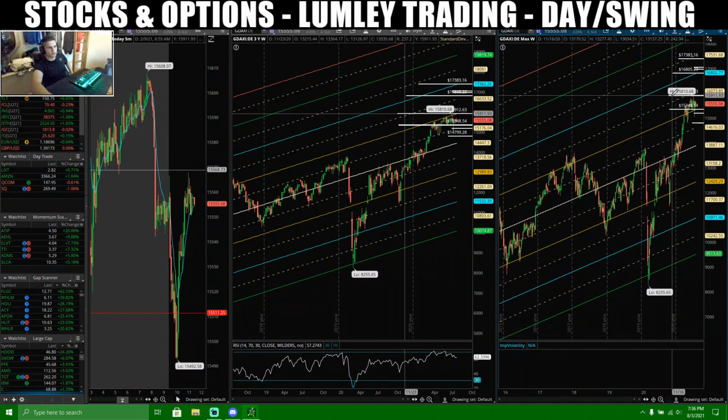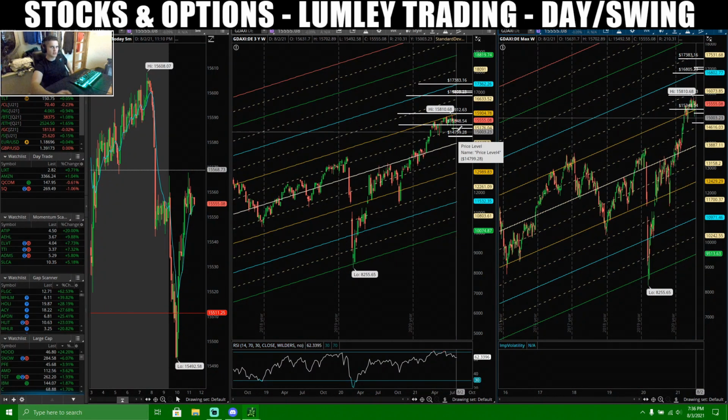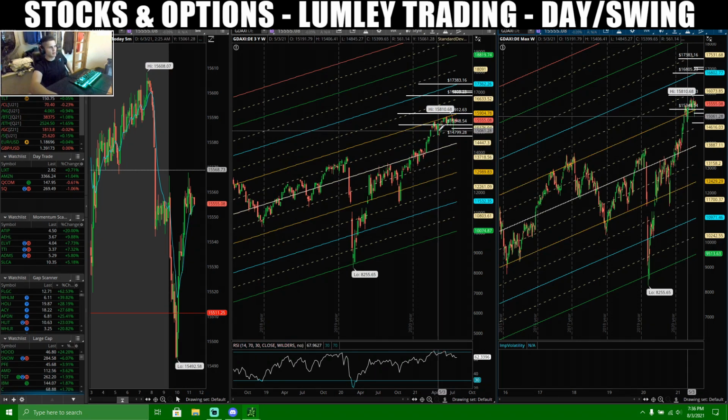And again, the next test will be around that 16,000 area. While it's in this range, it's hard to pick a direction, and it will be better to just wait until it breaks out, has a couple of days, maybe closing below one of these levels, and it may provide a bit more of a clearer direction.